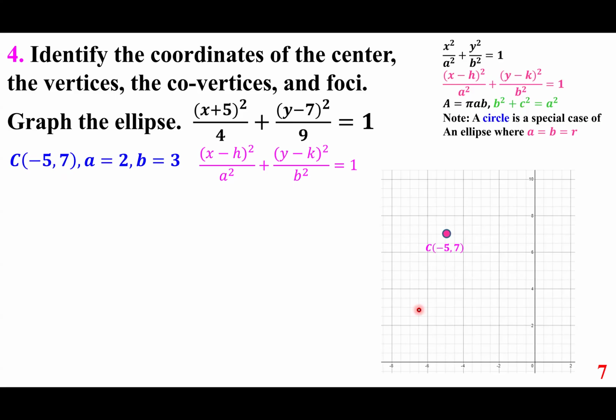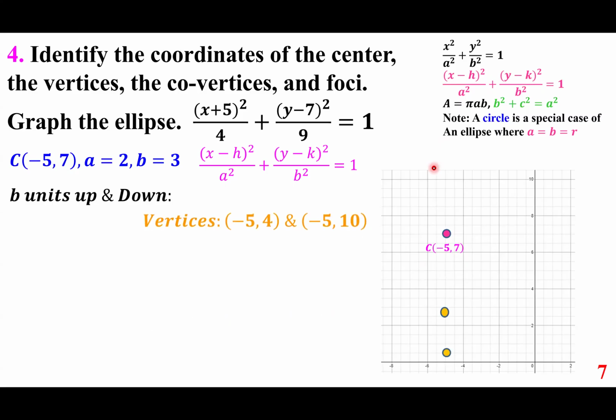Now, in order to find the vertices, because B is larger, we are going to go B units up and down from the center. So if I want to go down, I'm going to subtract 3. Okay, we're dealing with the B. So I get -5, 4. If I want to go up, -5, 10. And those are the two vertices.